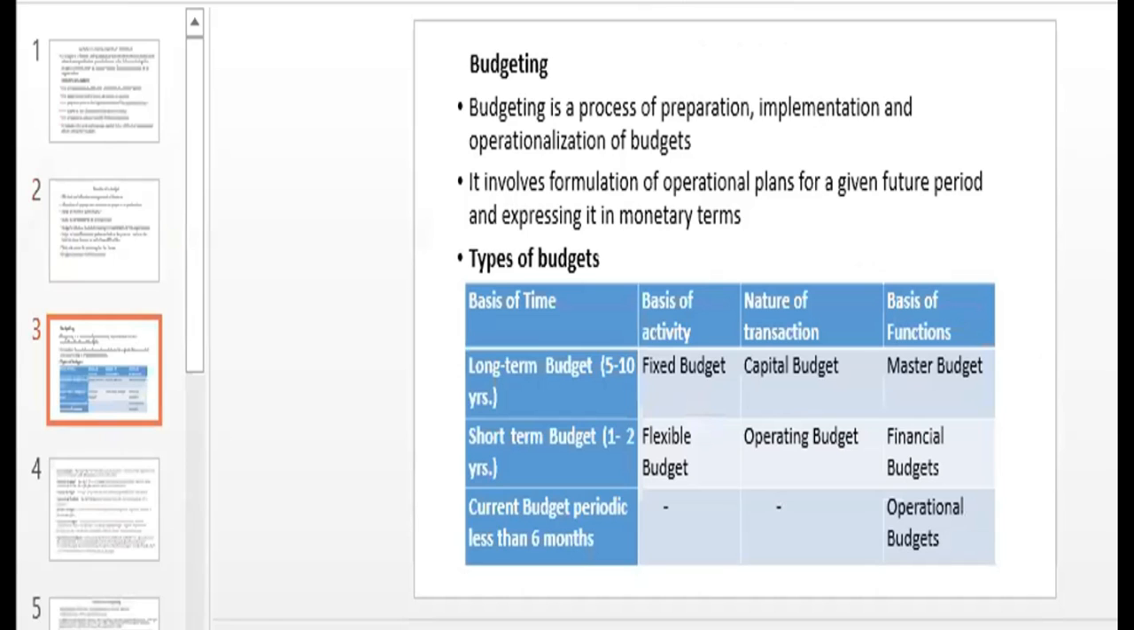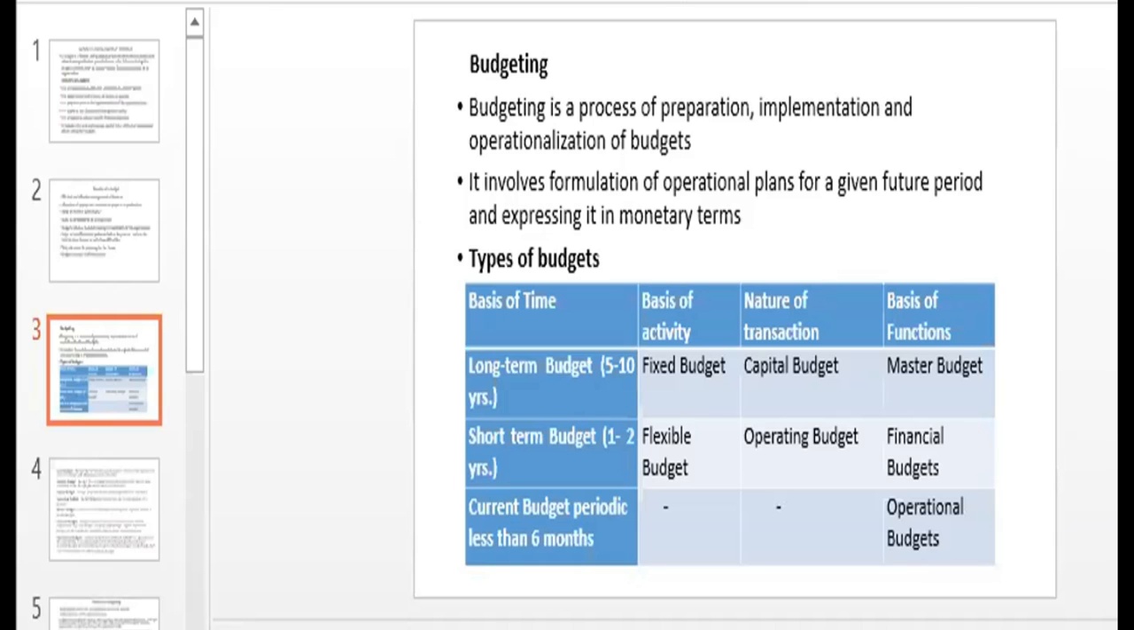So far we've been looking at budget. Budgeting is a process of preparation, implementation, and operationalization of budgets. It involves formulation of operational plans for a given future period and expressing it in monetary terms, right? We express them in monetary terms as well as in quantity, like we had mentioned earlier on. So we have types of budget. Now, budgets can be classified on the following basis: on the basis of activity, on the basis of nature of transaction, on the basis of functions.